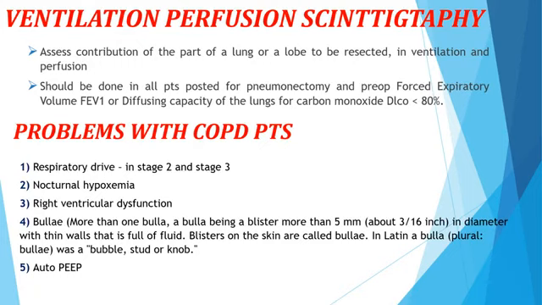Ventilation perfusion sonography. Assess the contribution of the part of the lung or lobe to be resected in ventilation and perfusion. It should be done in all patients posted for pneumonectomy, and pre-op for forced expiratory volume and diffusion capacity of the lung for carbon monoxide.